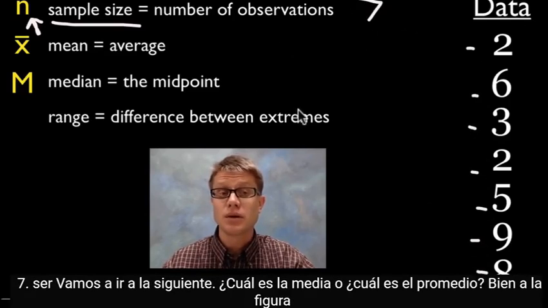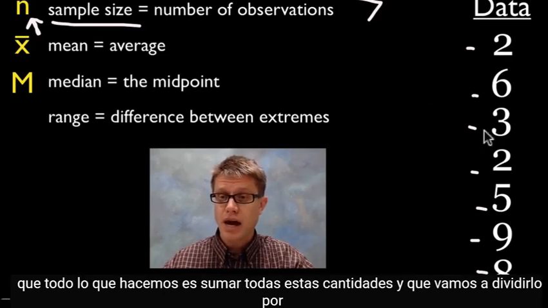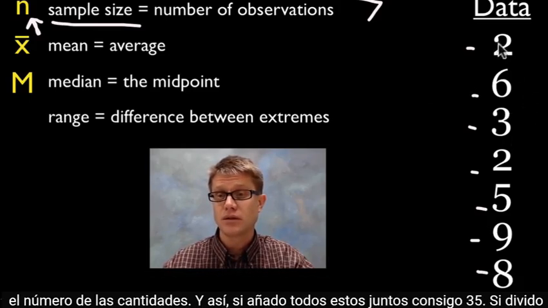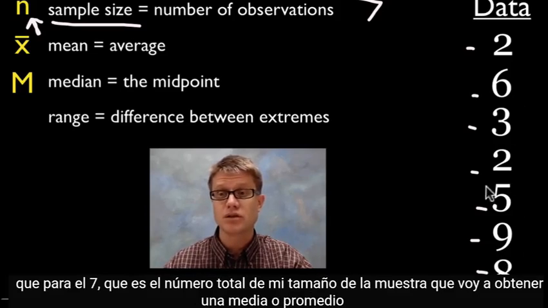Let's go to the next one. What's the mean, or what's the average? Well, to figure that out, all you do is add up all of these quantities, and you're going to divide it by the number of quantities. And so if I add all these up together, I get 35. If I divide that by 7, which is the total number in my sample size, I'm going to get a mean, or an average of 5.